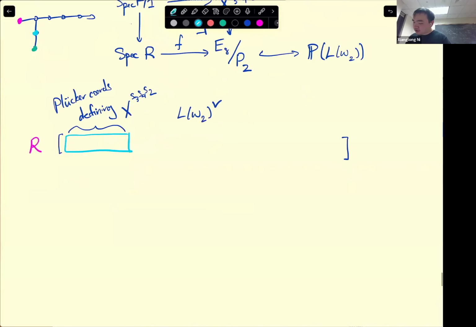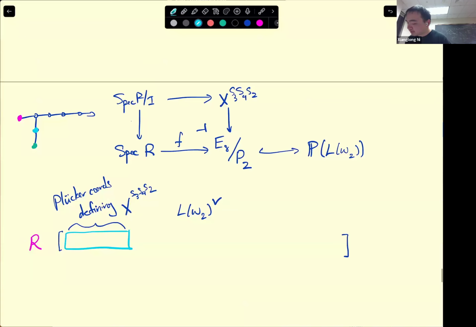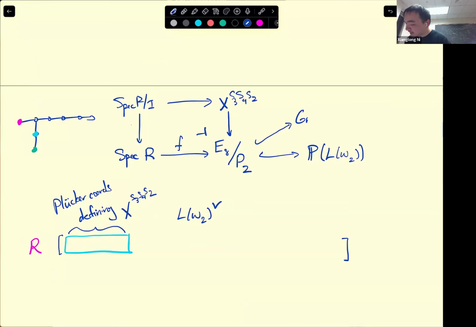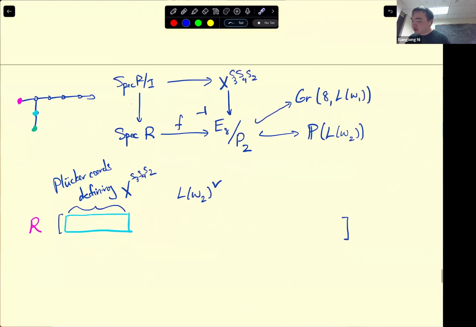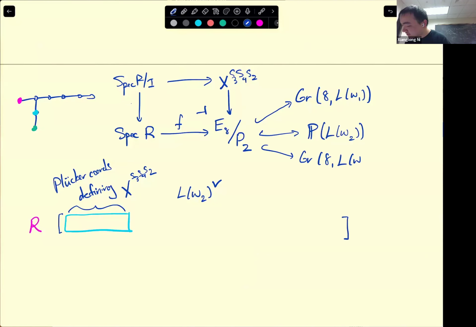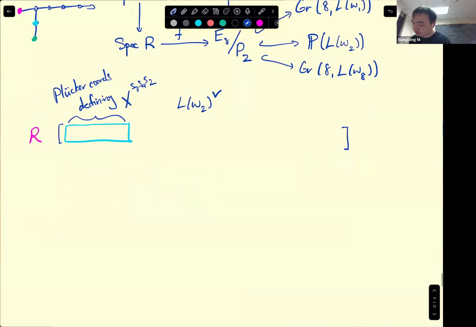But it turns out that there are some other embeddings of E8 mod P2 that you could also look at. For instance, you could also embed this homogeneous space into a Grassmannian of 8 planes inside the representation L omega 1, some other representation of E8. What it exactly is not really important, but there is such an embedding because there is an 8-dimensional subspace of this representation that, if you act by E8, is stabilized by P2. So that's how you get this embedding into this Grassmannian. And likewise, there's also an embedding into the Grassmannian of 8 planes in yet another representation of E8, L omega 8, which happens to be the adjoint representation of E8. But that's not important for what I'm about to say.